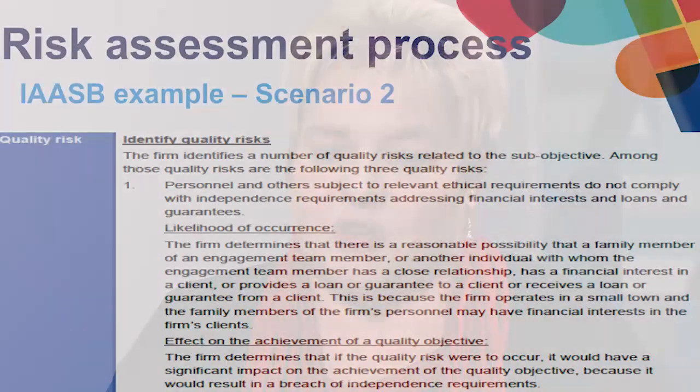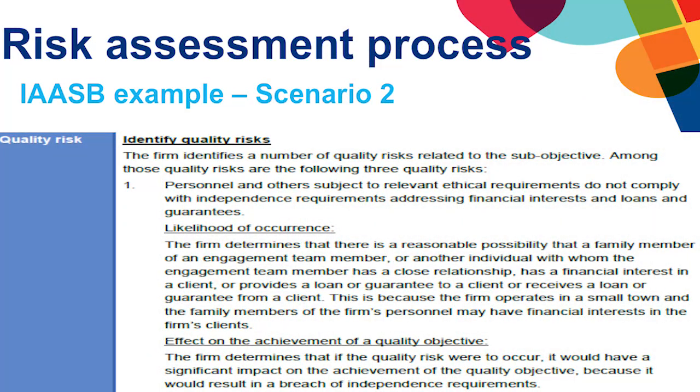In this specific example, it states that the quality risk here is the fact that personnel and others subject to relevant ethical requirements might not comply with specifically the independence requirements addressing financial interests and loans and guarantees. So what is the likelihood of occurrence?